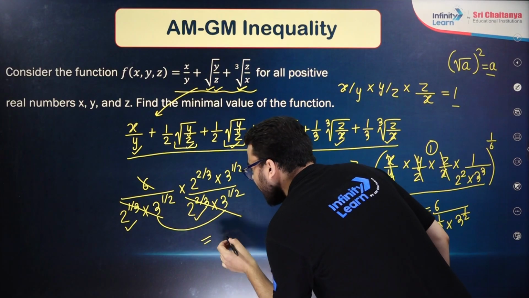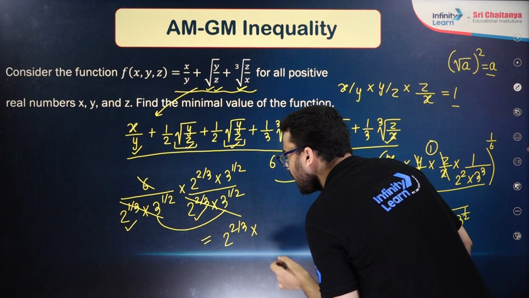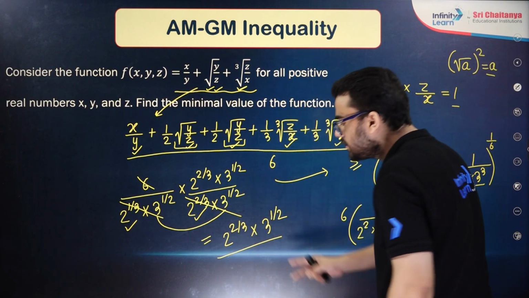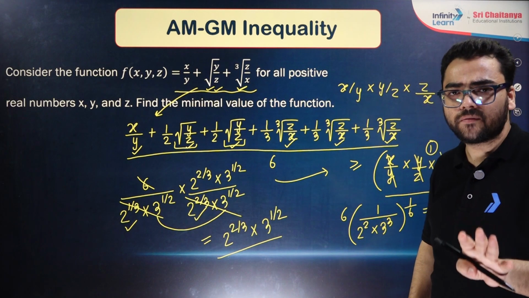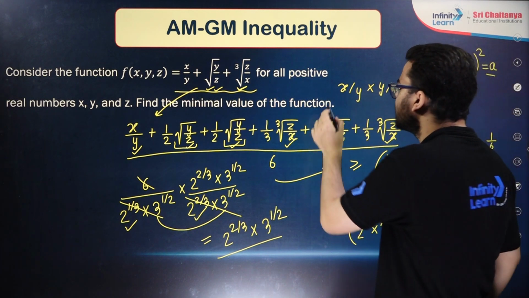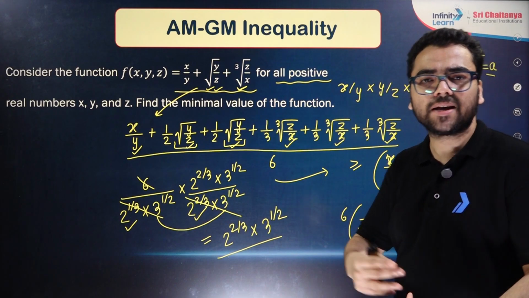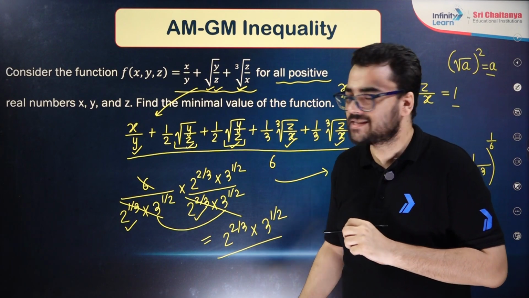So the minimum value is 2 raised to the power 2 by 3 multiplied by 3 raised to the power half. So that is the minimum value of this expression. Don't forget that you can use this property when it is given that all of them are positive. Then only you can use the AM is greater than or equal to GM property. I hope this is clear, guys.